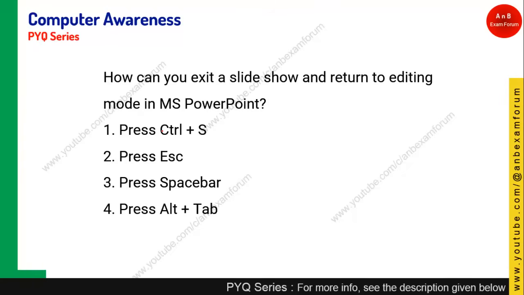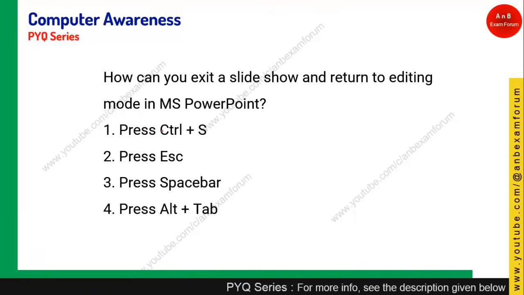Let's see the next question. How can you exit a slideshow and return to the editing mode in MS PowerPoint? Okay, so let's see one by one. Control plus S, as we know, it is for saving. Okay, escape, yes, it is for exiting in the PowerPoint. It is more specific to the PowerPoint. Okay, so it is used to exit the slide. So option 2 is the right answer.